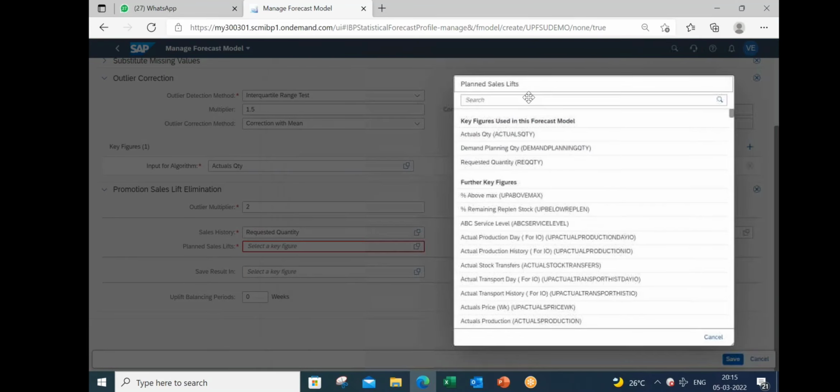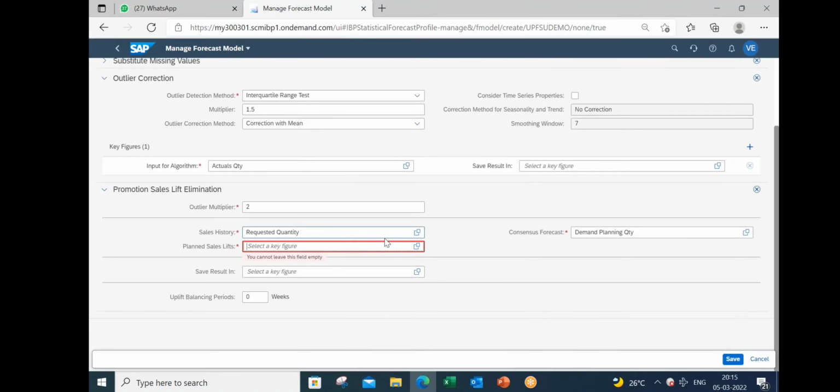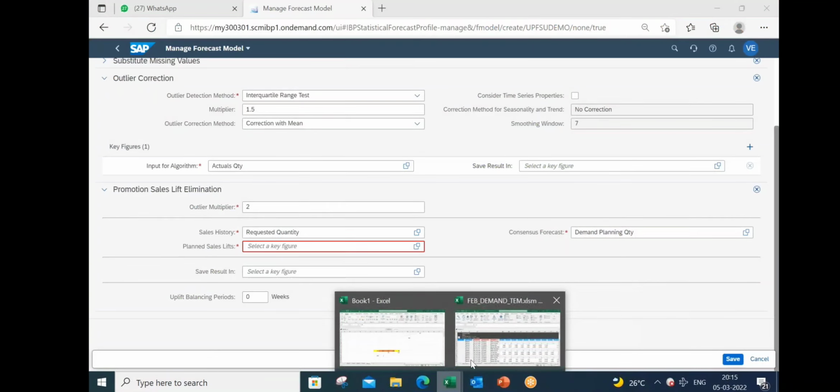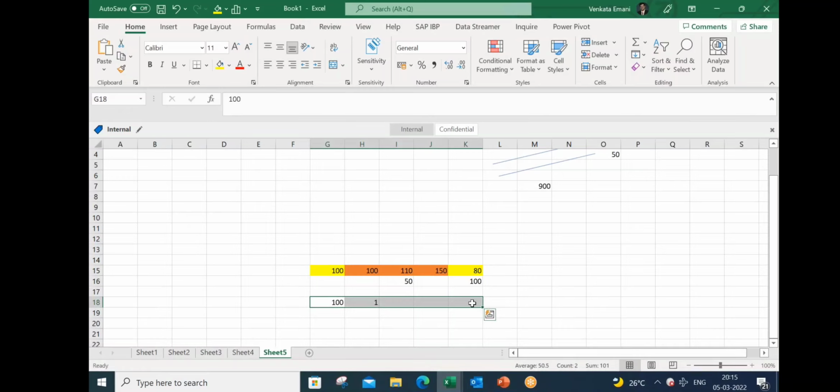Even we are not using. But if you are using promotional planning in your company, any chance, if you go, then here you have to select the key figure where you have this sales lifts, where you have this sales lift elimination.